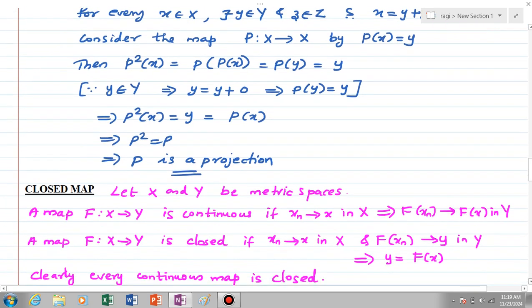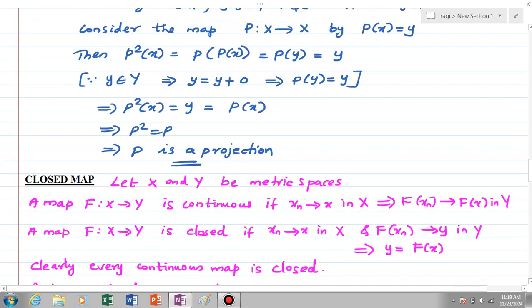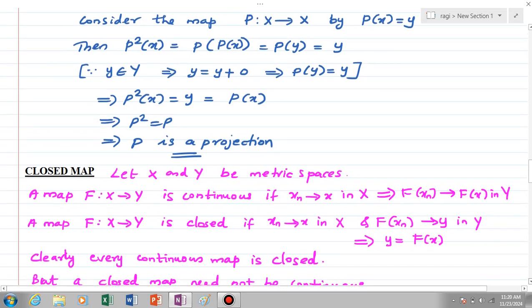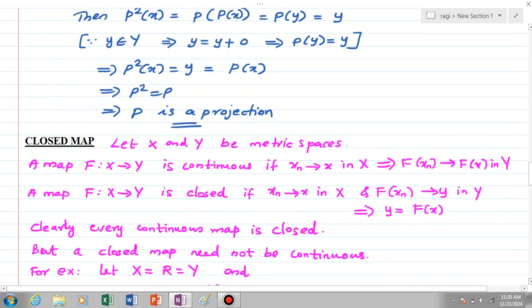Let X and Y be metric spaces. Then a map f from X to Y is said to be continuous if x_n converges to x in X, then f(x_n) converges to f(x) in Y. And the map f from X to Y is said to be closed if x_n converges to x in X and f(x_n) converges to y in Y, then y equals f(x). So if x_n converges to x and f(x_n) converges to y, then that y must be f(x). Then only we say that the function f is a closed map.